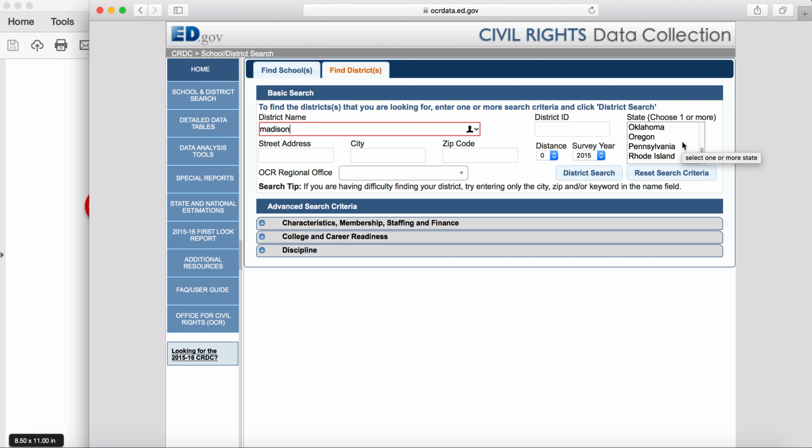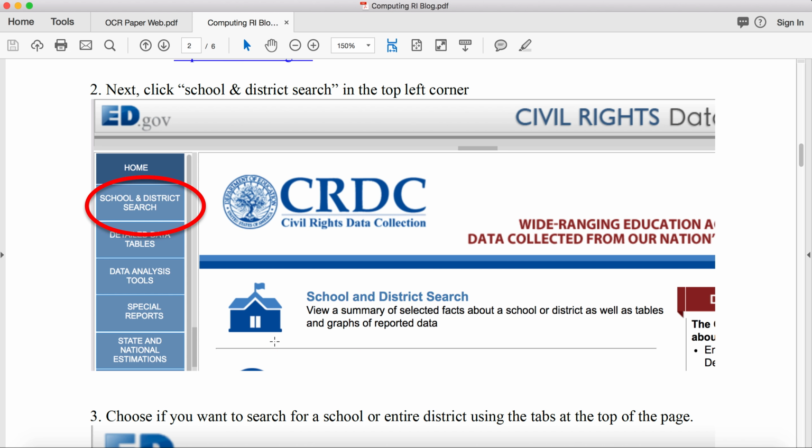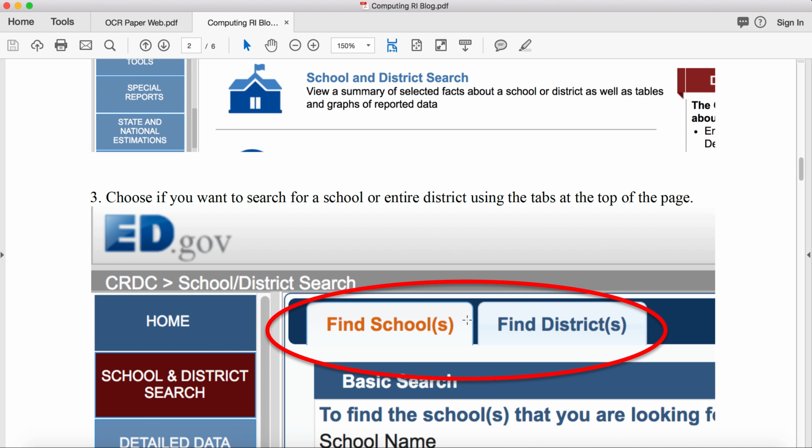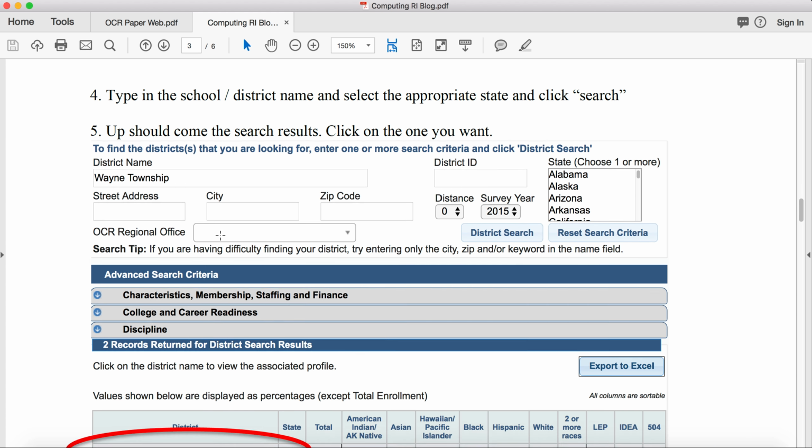There are a lot of James Madison school districts, and I'm going to put in Wisconsin to limit my results a little bit. So I'm searching for any district with the name of Madison in Wisconsin. Lo and behold, how convenient, there's only one. And if you want to make sure that's yours, you can say, oh yes, that is a big district, 27,000, that is my district, that's where I'm going to look. So again, just to switch over to the handout, choose if you want school or district, scroll down, you have to decide what you want to type in here.